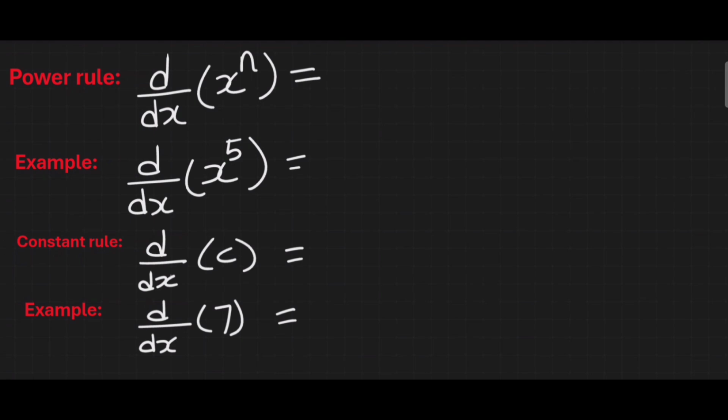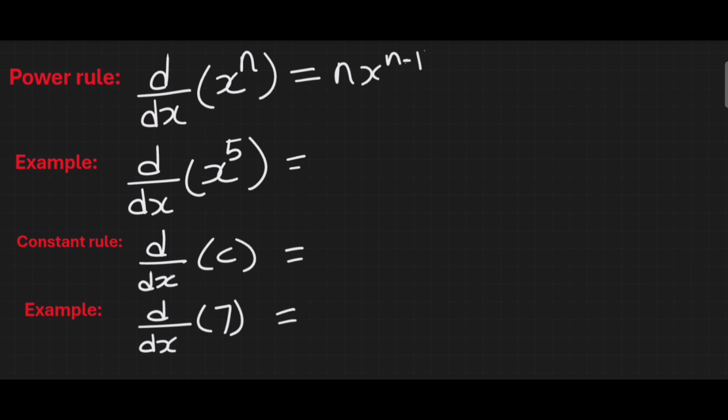Let's get started with the power rule. The power rule says d by dx of x to the power of n equal to n times x to the power of n minus 1. This means we bring the power down to the front and subtract 1 from the exponent.